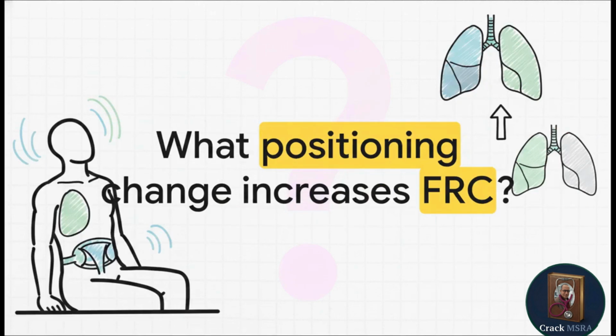Question 5. What physical positioning change increases functional residual capacity, or FRC, and relieves basal atelectasis? The answer here is super practical. It's simply sitting the patient upright at a 45-degree angle to effectively drop the diaphragm.